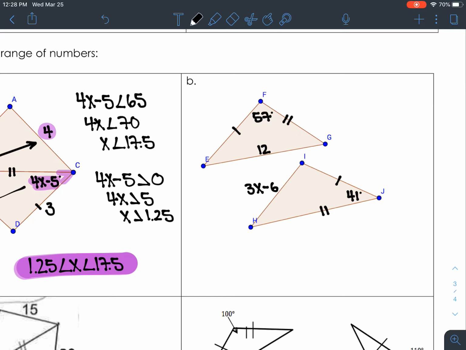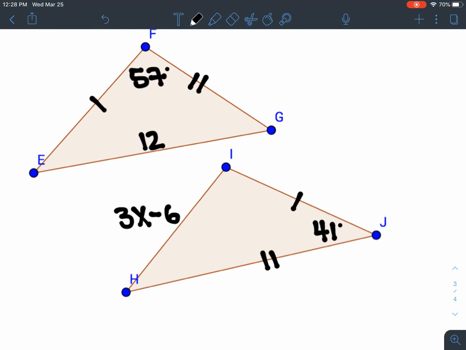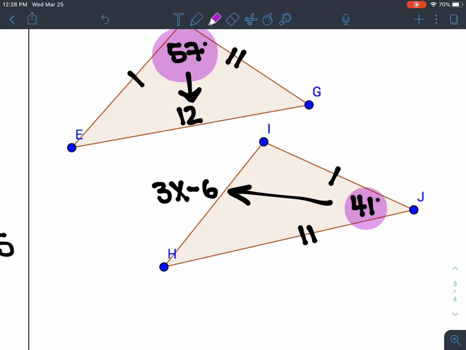Okay, so let's go ahead and talk this one through. What we have is two sets of congruent sides. Check, we got that one done. We now need to look at the included angles. So I have 57 and I have the 41. And let's look at the sides that are opposite of it. So this 3x minus 6 is opposite of the 41, while this side length of 12 is opposite of the 57. What that means is this 3x minus 6 has to be less than this 12.